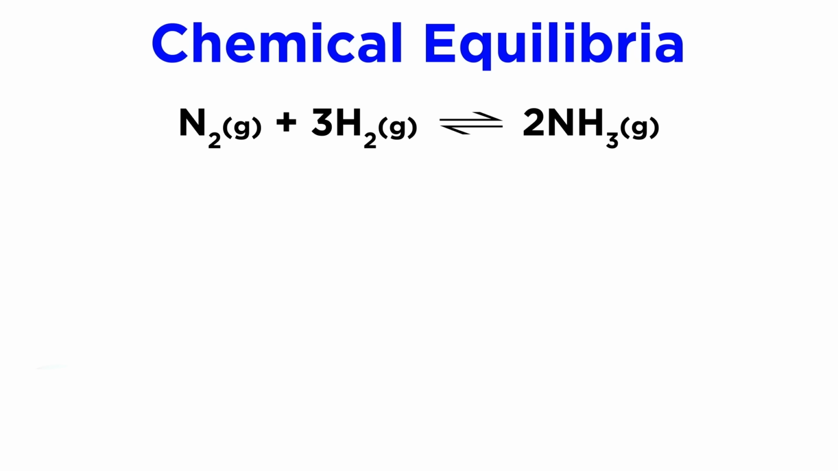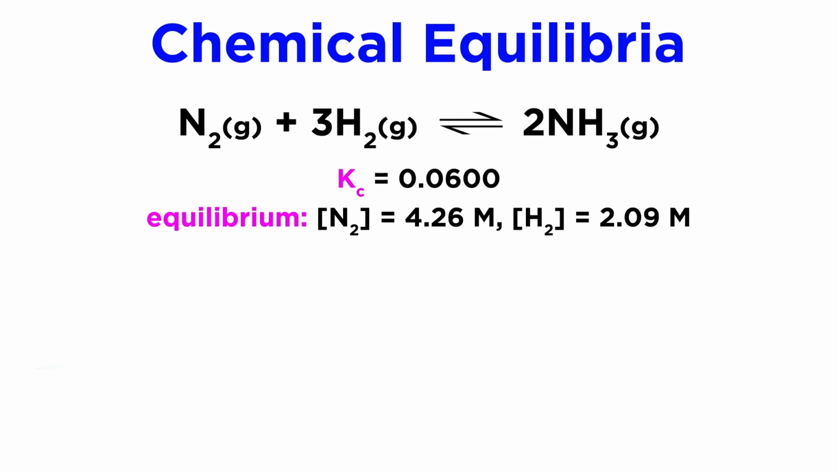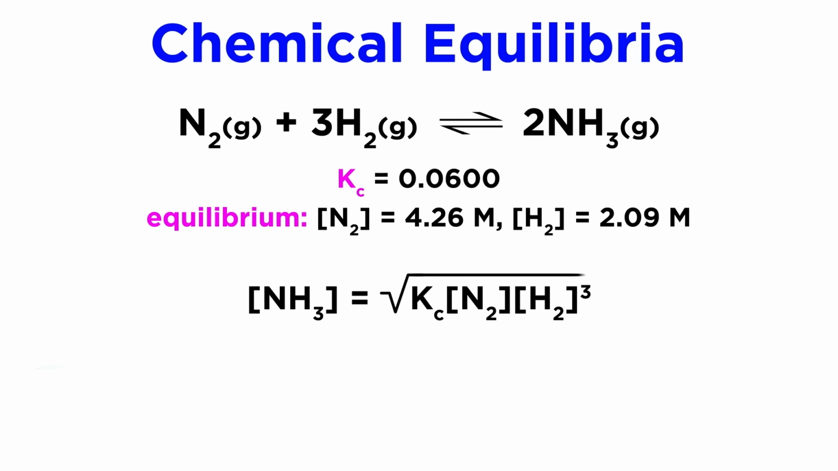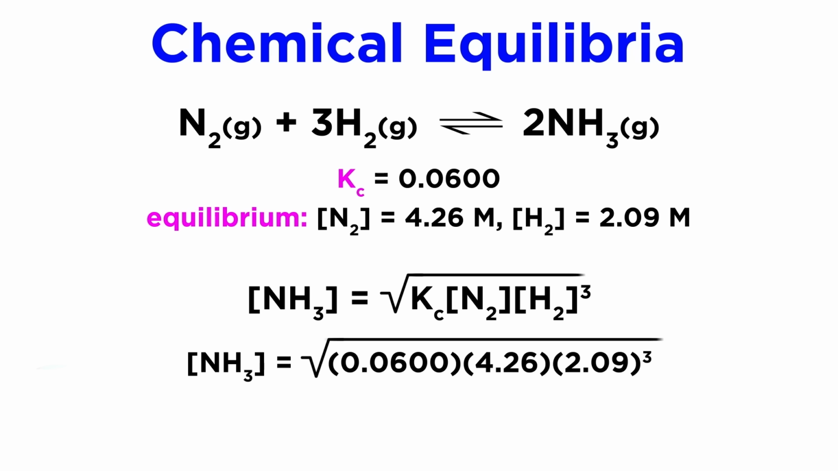Let's try another. For this equilibrium, here is the K value as well as the equilibrium concentrations for nitrogen and hydrogen. What will be the equilibrium concentration of ammonia? Well, let's first write the correct expression. Then we will need to solve for ammonia concentration, so let's rearrange and take the square root. Then we can plug in what we know, and 1.53 molar is what we should get. Again, if we must do some algebra to attain one or more concentrations, we will simply consult the stoichiometric ratio.